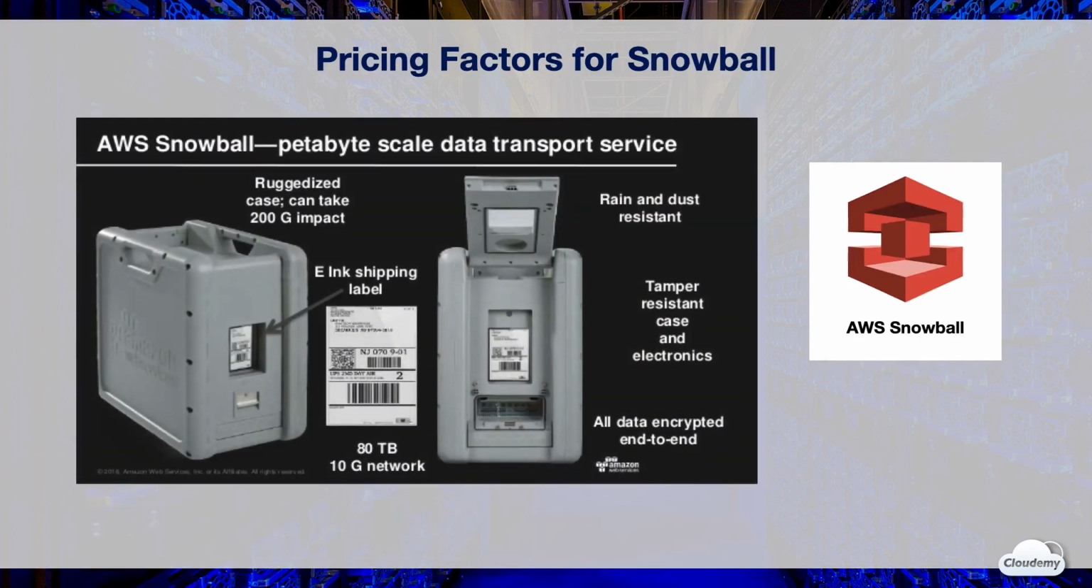AWS Snowball is a petabyte-scale data transport solution that uses secure appliances to transfer large amounts of data into and out of the AWS cloud. Snowball uses a secure physical device to transport data. When you order Snowball service, AWS physically sends the Snowball device to you. Then you load the data into the Snowball device and send the device back to AWS. After receiving the device, AWS helps you load data into S3.